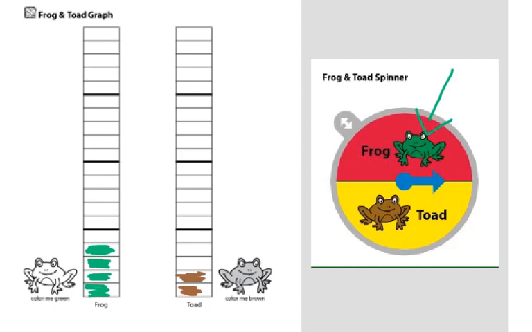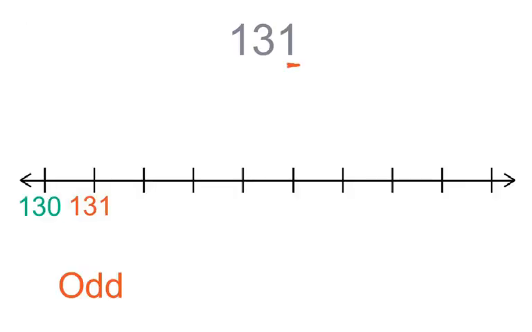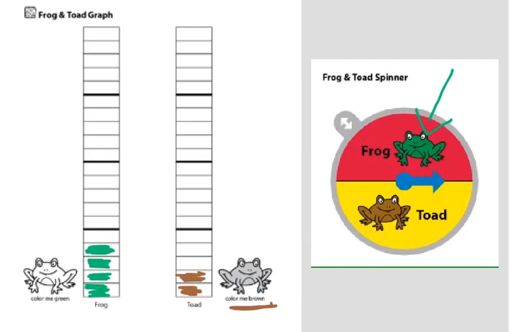How many frogs have we spun so far? 4. How many toads have we spun so far? 2. Very good. Which one has the least? If you said toad, you're correct. Which one has the most? If you said frog, nice job.